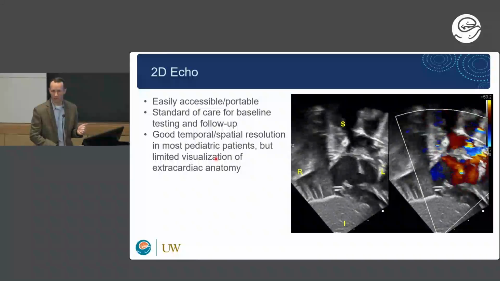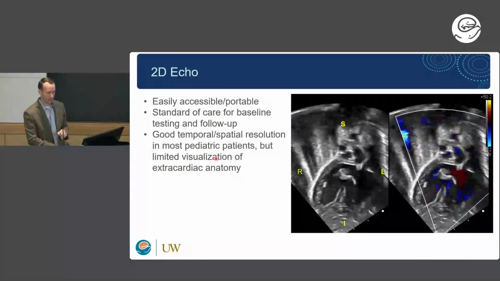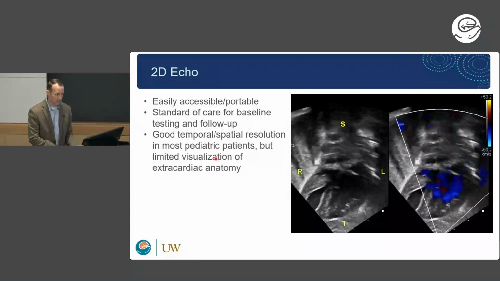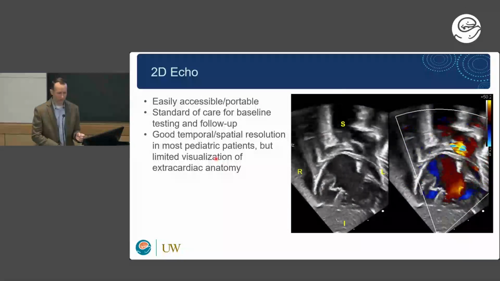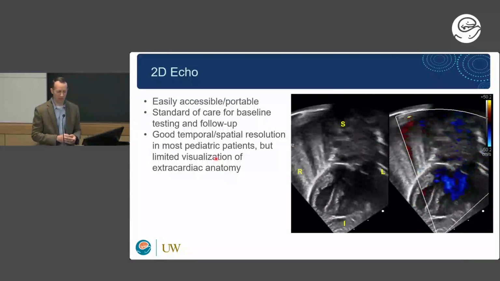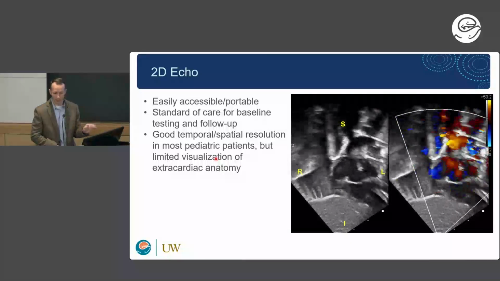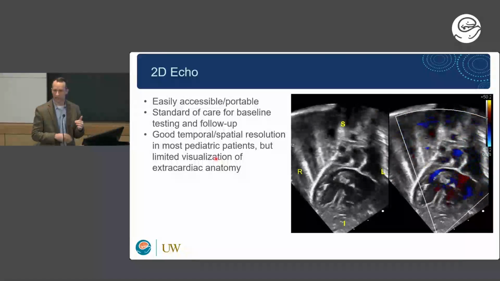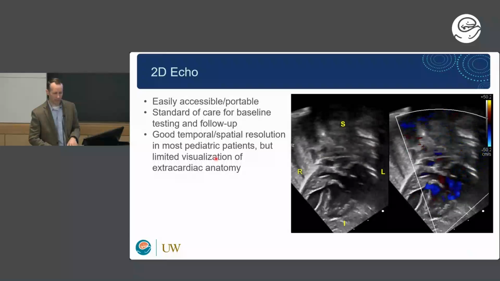So again, our gold standard for just our initial testing is a 2D echo. It's easily accessible. We can take this to any patient's bedside. It's standard of care. We usually get pretty good temporal and spatial resolution in most pediatric patients. And in this kid, again, this is that same complex heart we were showing, but with some of our training, we can put together how things look in 3D based off of sweeping through the anatomy with 2D.